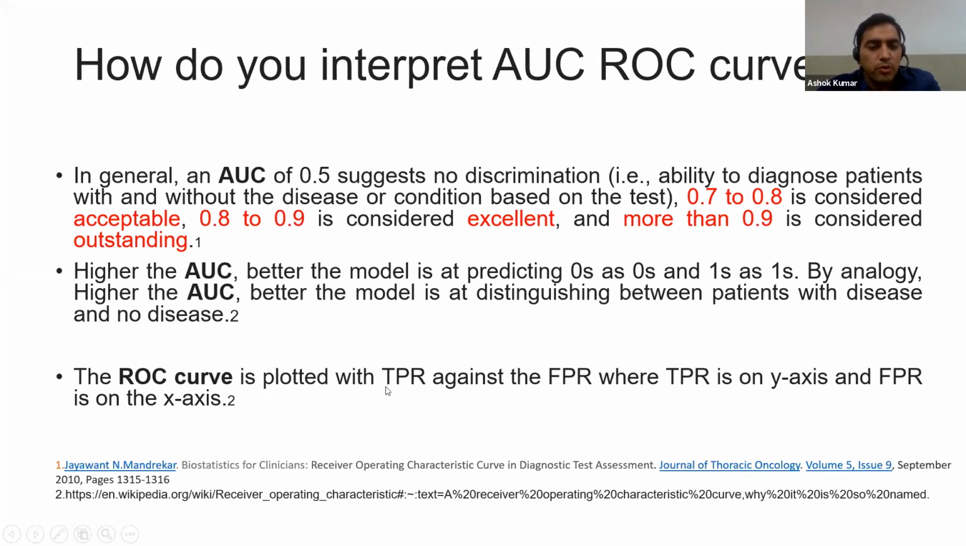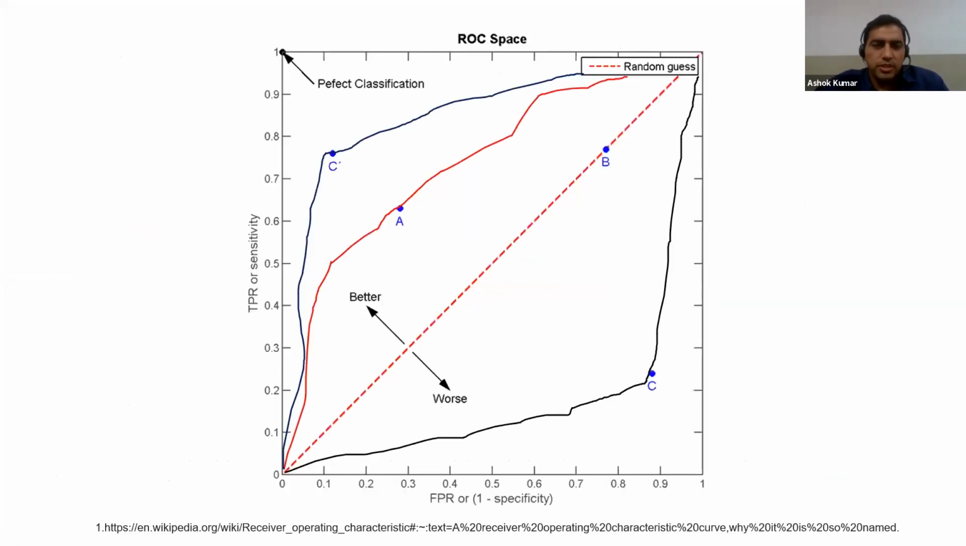The ROC curve is plotted with the true positive rate against the false positive rate. The true positive rate is on the y-axis and the false positive rate is on the x-axis. And what is the false positive rate? 1 minus specificity. And what is specificity? True negativity. And what is the true positive rate? That is sensitivity. And what is sensitivity? True positivity, while specificity is true negativity. So this is the ROC curve.